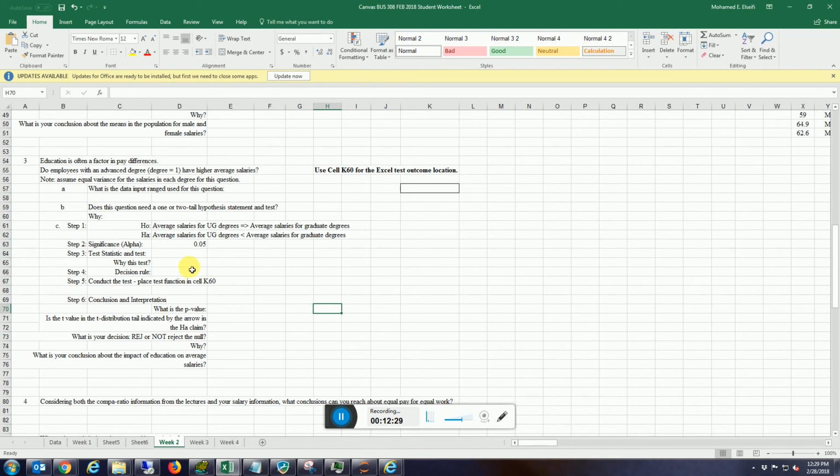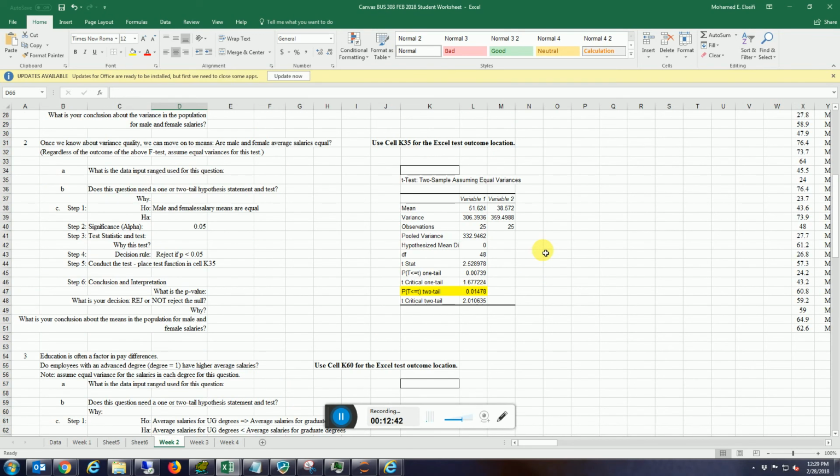Test statistic is a t-test, one-tail t-test. Why? Because again, we're comparing means, and the decision rule once again is going to be reject if p is less than 0.05. So let's conduct the test.